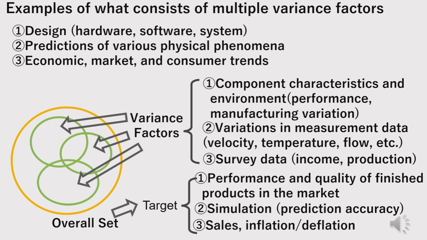The following is a specific example of a case in which the population can be broken down into multiple sources of variation and the relationship between each source is clear.